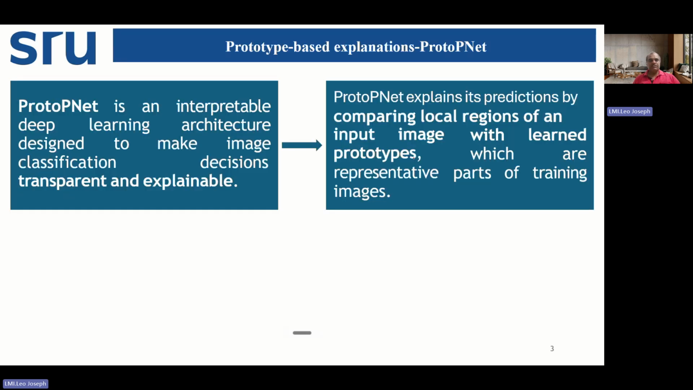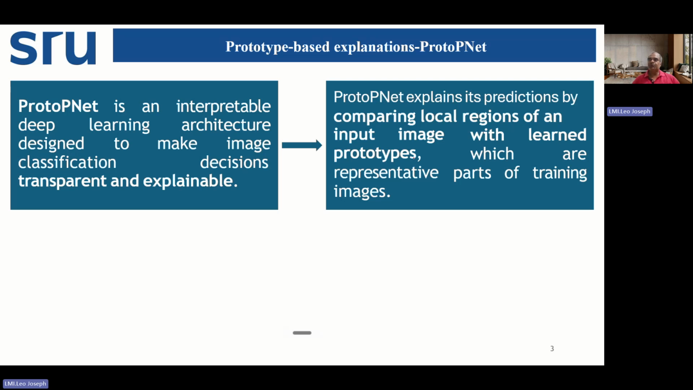ProtoNet is an interpretable deep learning architecture designed to make image classification transparent and explainable. This is the main thing you have to understand. By means of comparing local regions with learned prototypes, we are going to train with similar patches. For sparrow, for example, these are all different patches we are going to train.